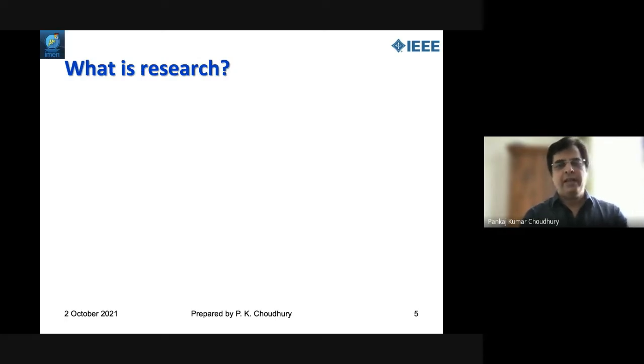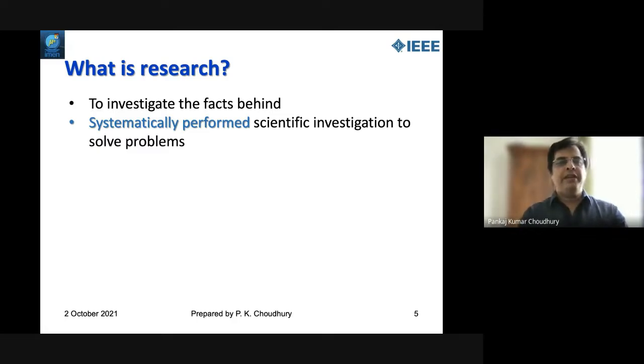Now, what research is: basically, it is simply to investigate the facts behind something. You have to provide the solution. Basically, research is to provide solutions to complex problems. Maybe you can devote some time to investigate the laws of nature. You may think about making new types of products, new types of inventions, which may even save cost. And finally, all these would improve our lives, human lives. So basically, it is to systematically perform scientific investigation to solve problems. Yes, it must be systematic, which means one has to go forward logically.